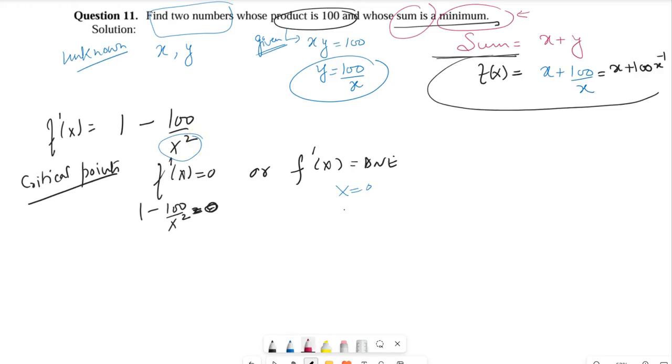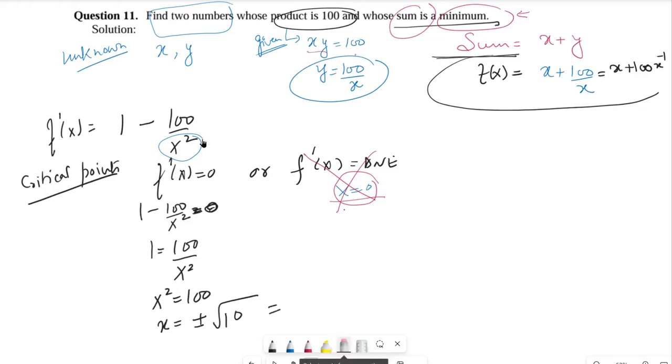But really, we can't have x equal to 0 because the product should be 100. If one of the numbers is 0, the product will not become 100. So that is not really true. So let's do this one. 1 equal to 100 by x square. You can say x square is 100. By cross multiplying, x will be plus minus square root of 100, sorry. So that will be plus minus 10, either plus 10 or negative 10.